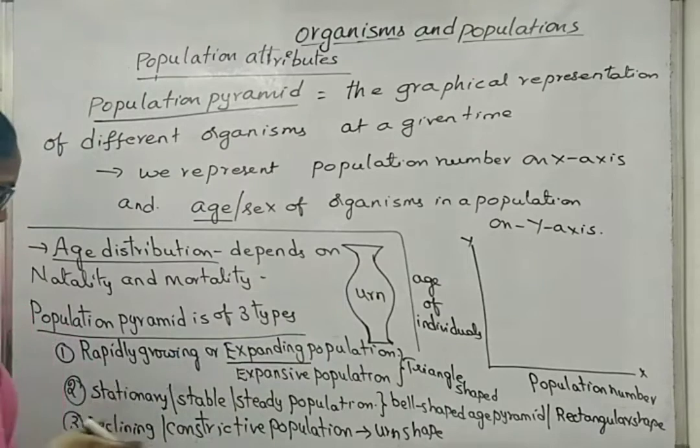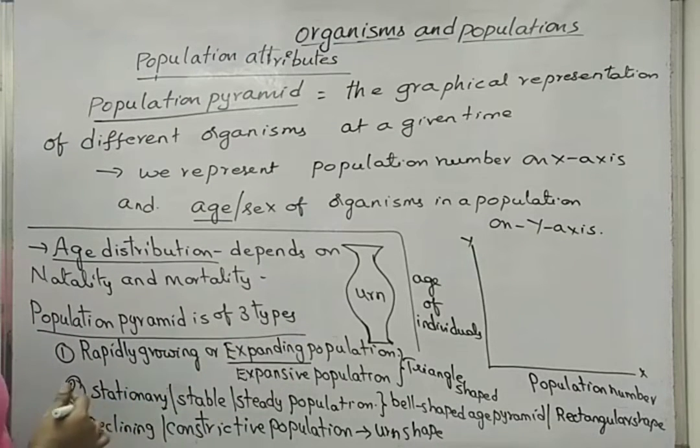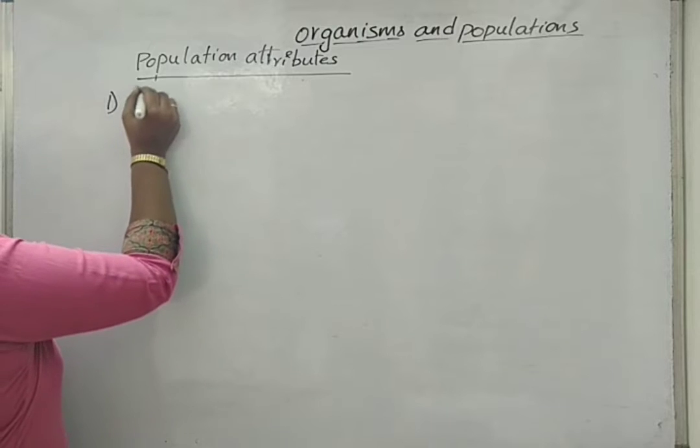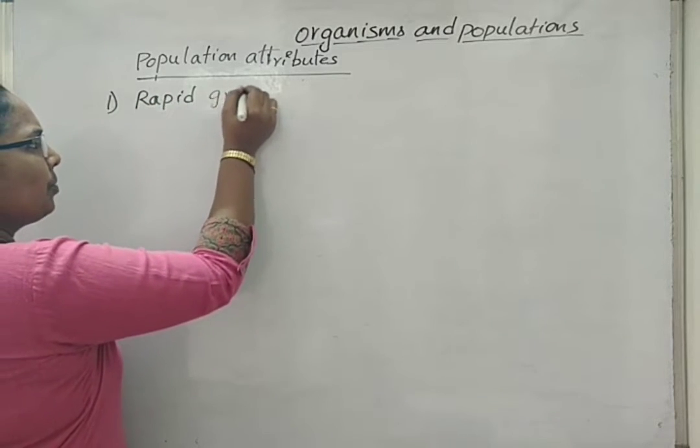So here, rapidly growing or expanding population or expansive population is of triangular shape. Stationary or stable or steady population is of bell-shaped age pyramid or rectangular. Declining or constrictive population is of urn shape. First, we'll see about the rapidly growing population.